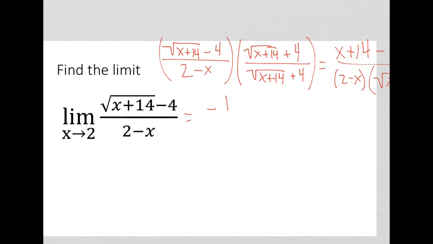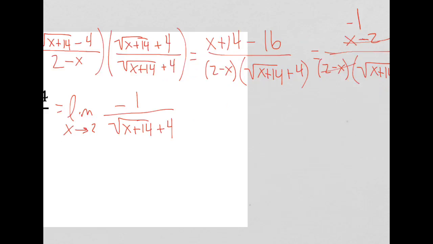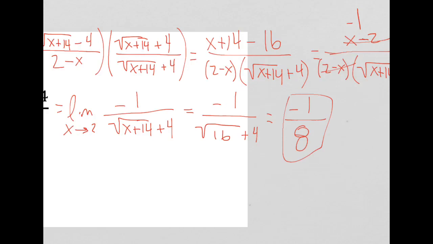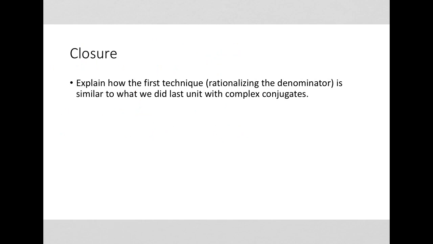Oops, I'm sorry, I should still write that limit. So now that I've written my limit, I can now substitute in to get negative 1 over the square root of x plus 14, so 2 plus 14, so 16 plus 4, and that will simplify to negative 1/8. And that is all we're going to do in this lesson.